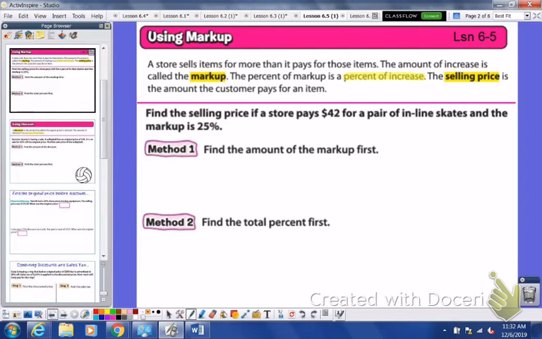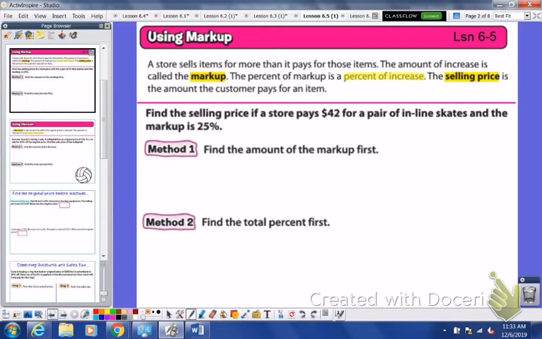So a store sells items for more than it pays for those items. The amount of increase is called the markup. The percent of a markup is a percent of increase, going back to last lesson. Then the selling price is the amount the customer pays for an item. So basically, the markup is the percent that the store increases a price by in order for them to make a profit.